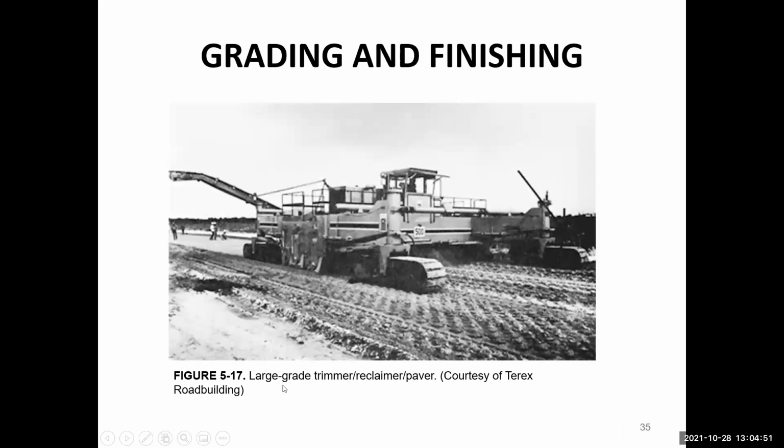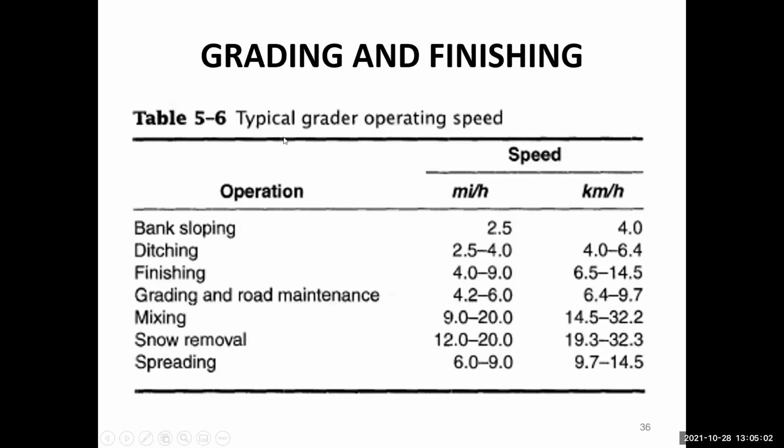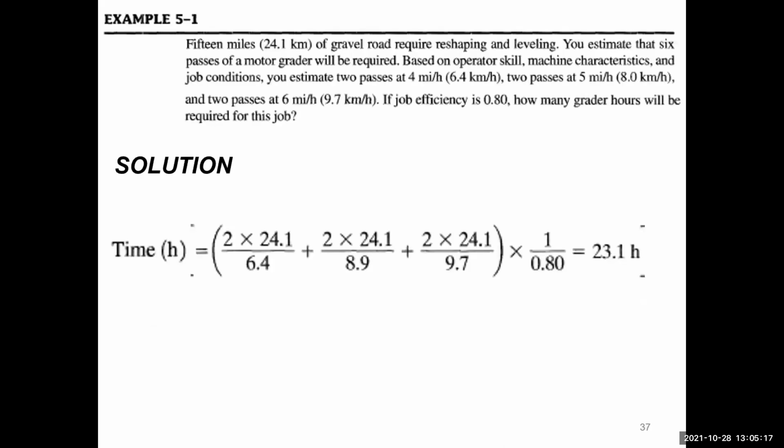Okay, so here we have the picture of a large grade trimmer, reclaimer, or paver. And typical grader operation speed is given over here. So if we have different types of graders, then we can use the speed in the formula which we have just described. So let's see how we can use this formula.